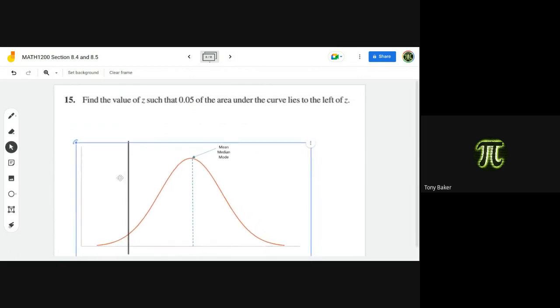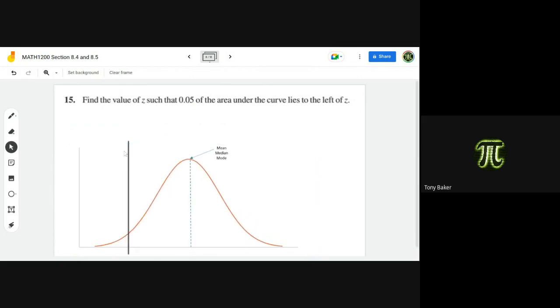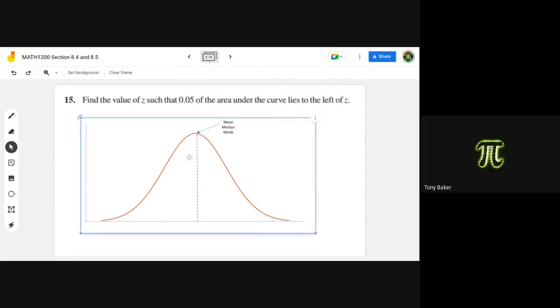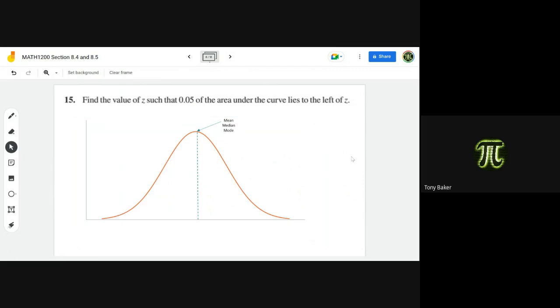All right. So here is this one. Now, when you're doing this problem, the key is putting your line where they're asking. In this case, it's asking for 0.05 to the left of Z. So that means I want 0.05 left of whatever the line is going to be. So I'm going to put my line somewhere over here, because all I want over there is 0.05.